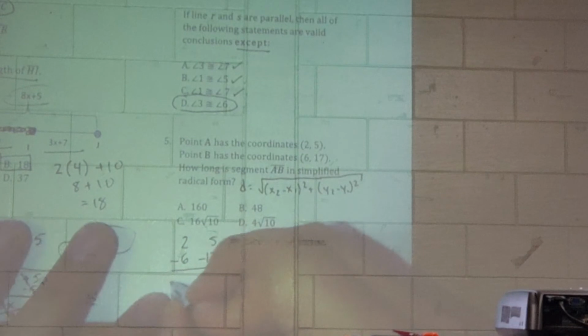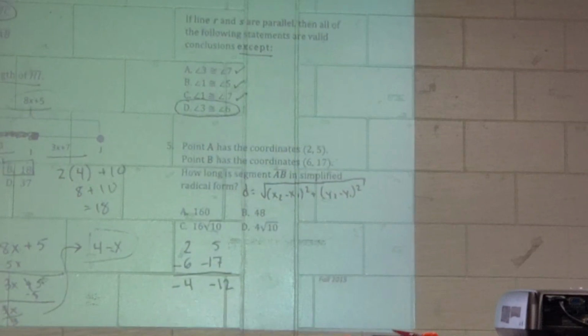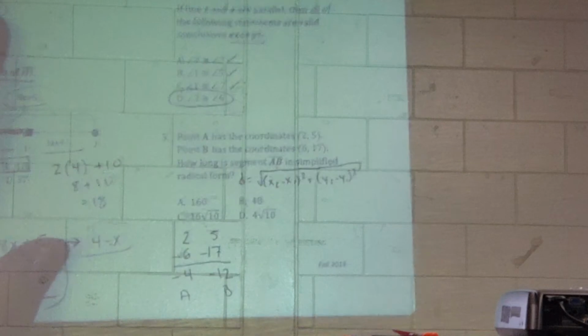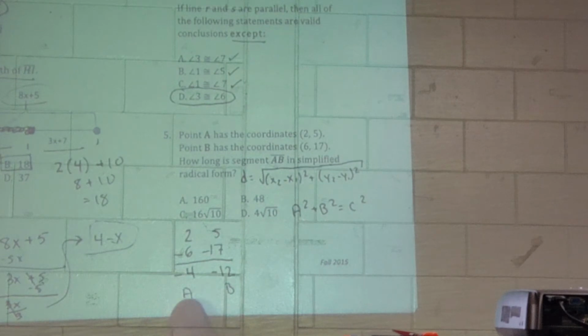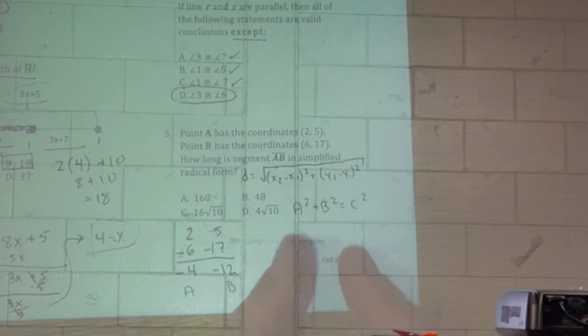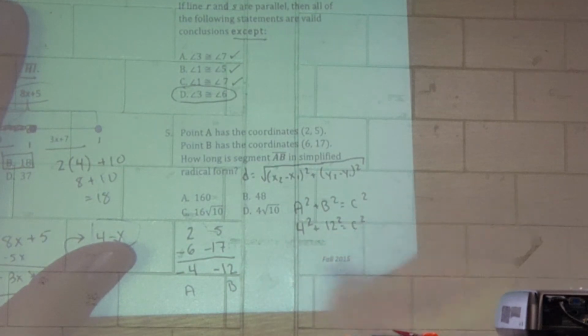So 2 minus 6, negative 4. 5 minus 17 is negative 12. And those two numbers are going to be respectively A and B in the Pythagorean theorem. A squared plus B squared equals C squared. What's nice is when we plug in here, I don't really have to think about the negatives because negative 4 squared is going to be negative times a negative, which is positive. So negative 4 squared and positive 4 squared are the same thing. So really when I plug in here, I drop the negatives. So I'm going to make this just 4 squared plus 12 squared equals C squared.